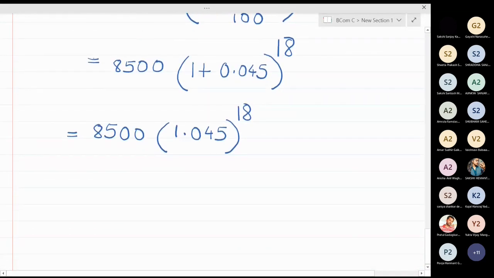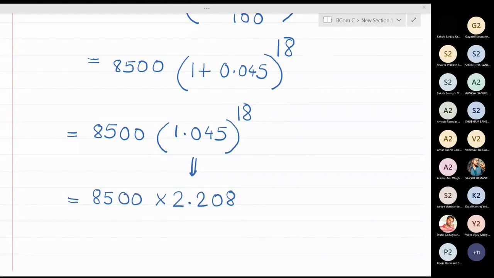Now I will use my calculator and find the value of 1.045 raised to 18. How to find the value of 1.045 raised to 18 is actually done in the lecture. So it comes to be 2.208. And this is multiplied by 8500 as it is. Now I will use my calculator and find this multiplication. It is 18,768.